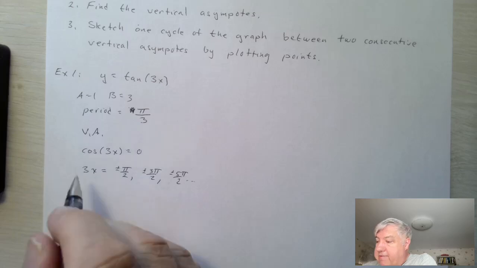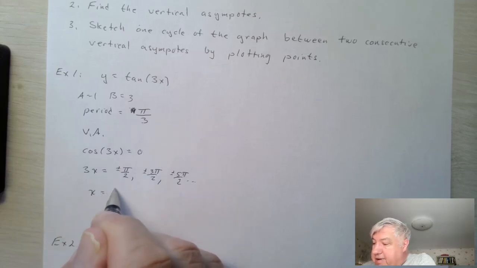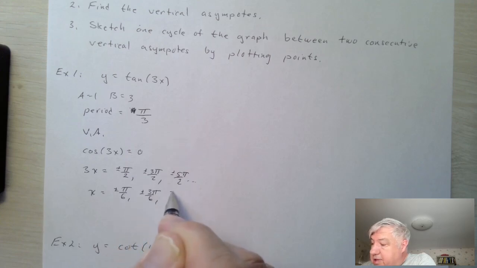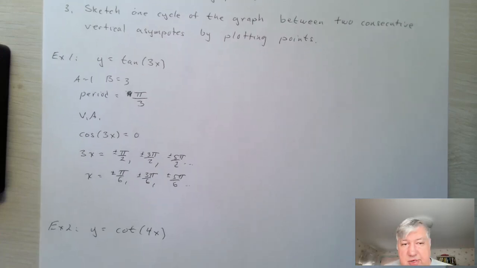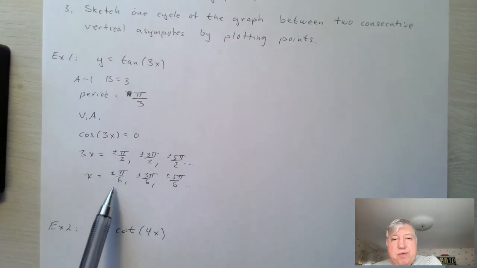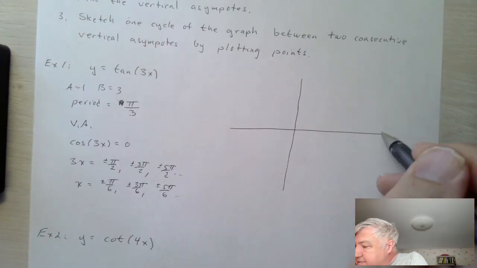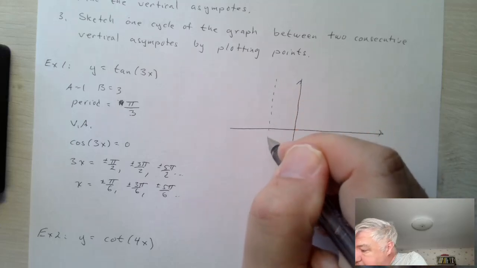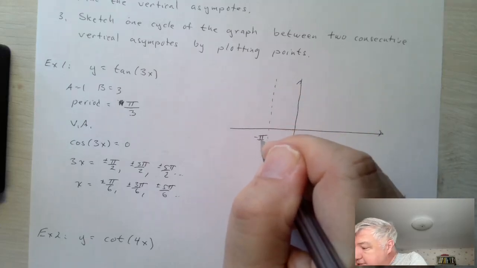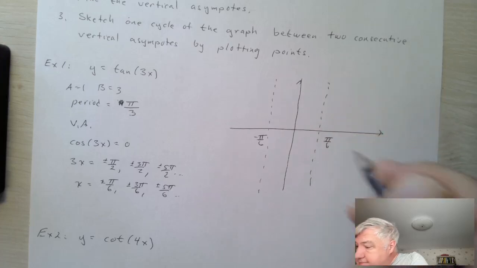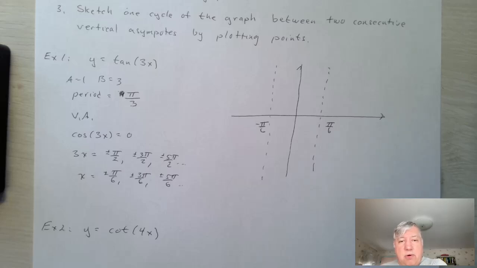Okay, and then if you divide by 3, x is going to be plus or minus pi over 6, plus or minus 3 pi over 6, plus or minus 5 pi over 6, and so on. So there are your vertical asymptotes. In particular, negative pi over 6 to pi over 6 will give you one pure fundamental cycle. So here's pi over 6, or negative pi over 6, and here's pi over 6. Okay. And so now you can just go ahead and plot some points.